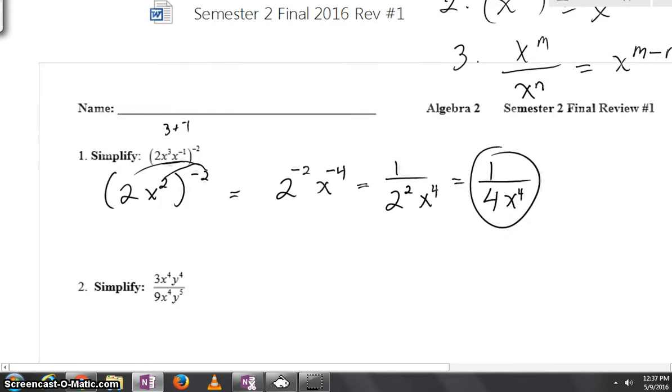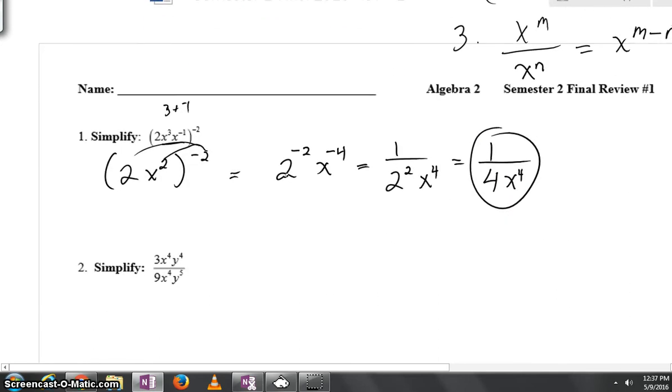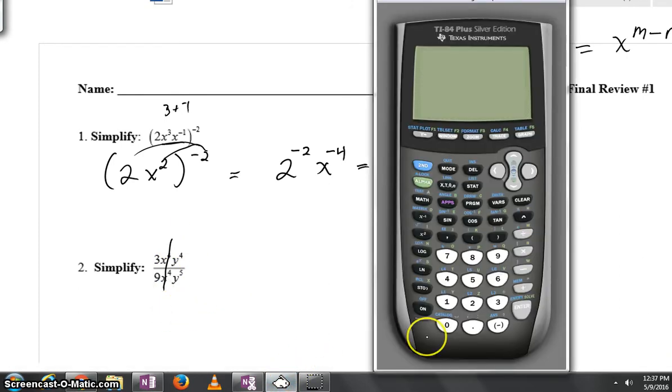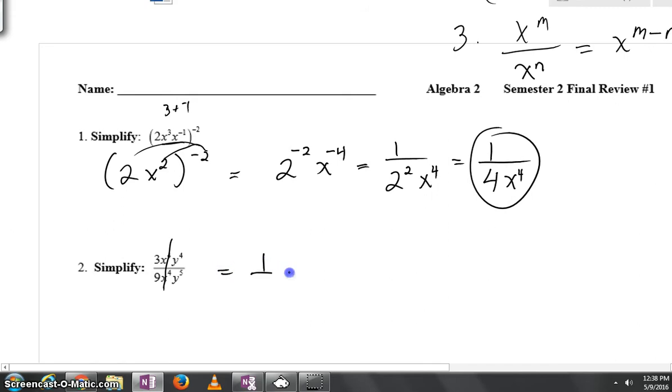Let's take a look at number 2. You might notice you've got x to the fourth over x to the fourth. That's going to cancel out. You'd have 3/9. Well, my goodness, if you struggle with fractions, remember you can always come back to the calculator strategy. Just doing alpha y equals, you get 1/3. And you already saw that the x's completely cancel out.